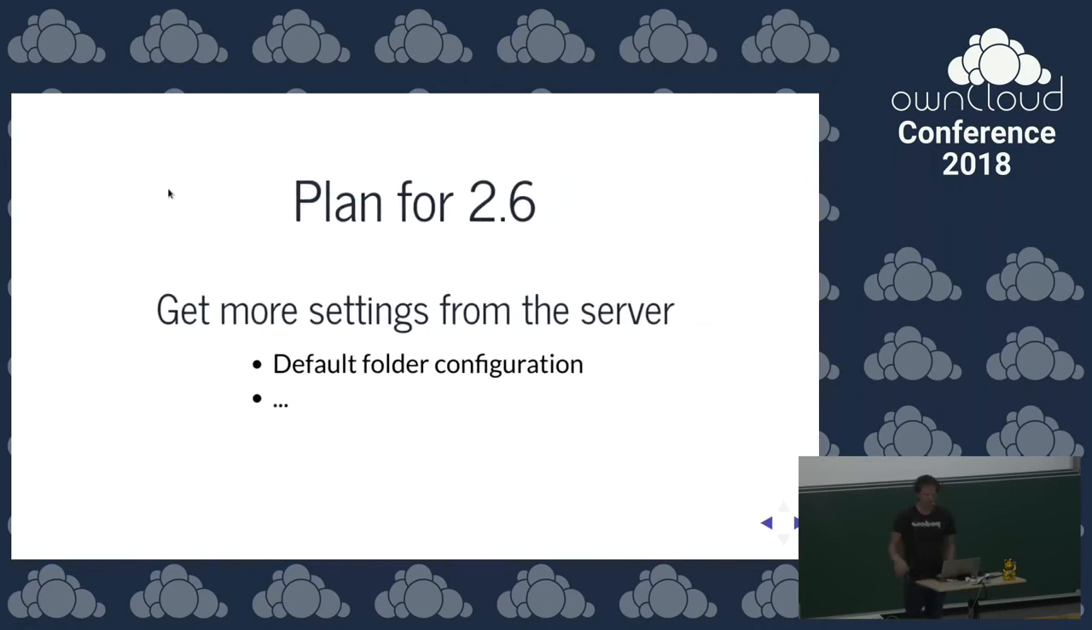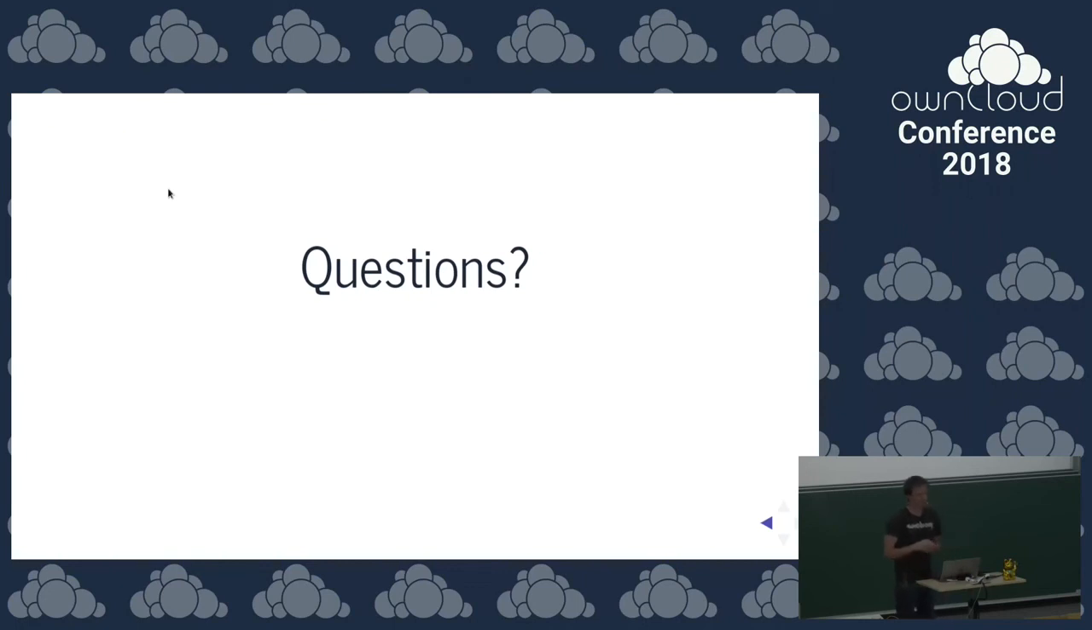Another feature is that we will try to fetch more config from the server. For example, default folder configurations. This is still in development, so any configuration that you want to get from the server, we can have it done like that. The way this will work is that there will be some kind of hidden file within the synchronization tree, which contains this configuration. And yes, so that's it that I had to say.